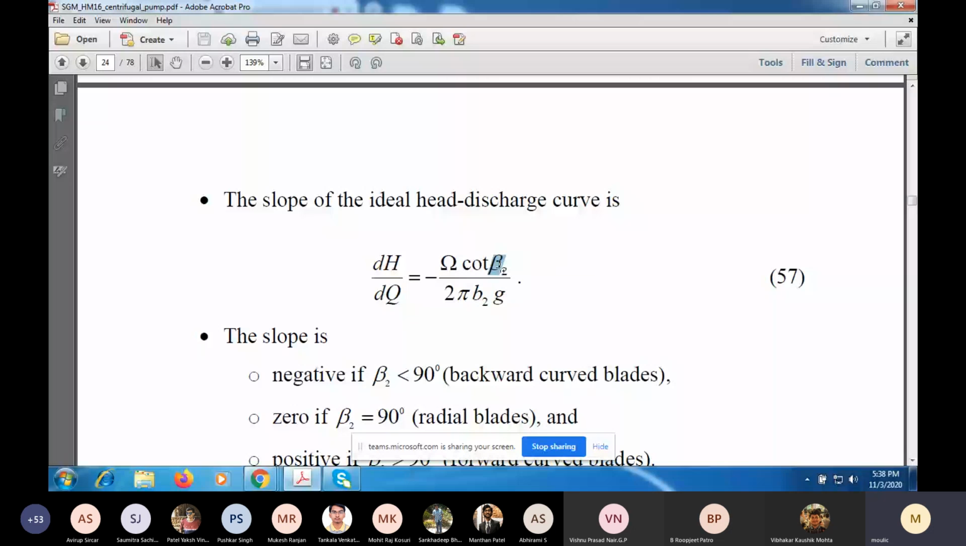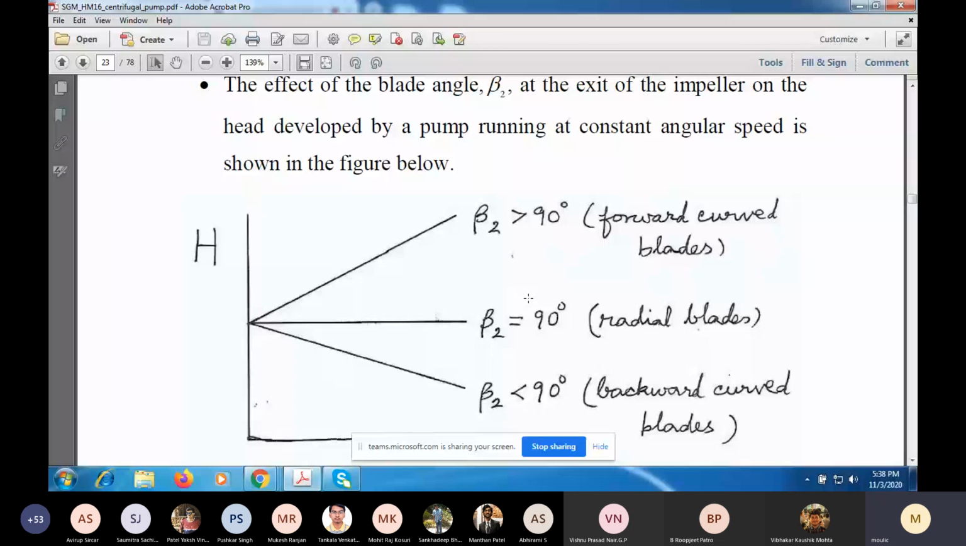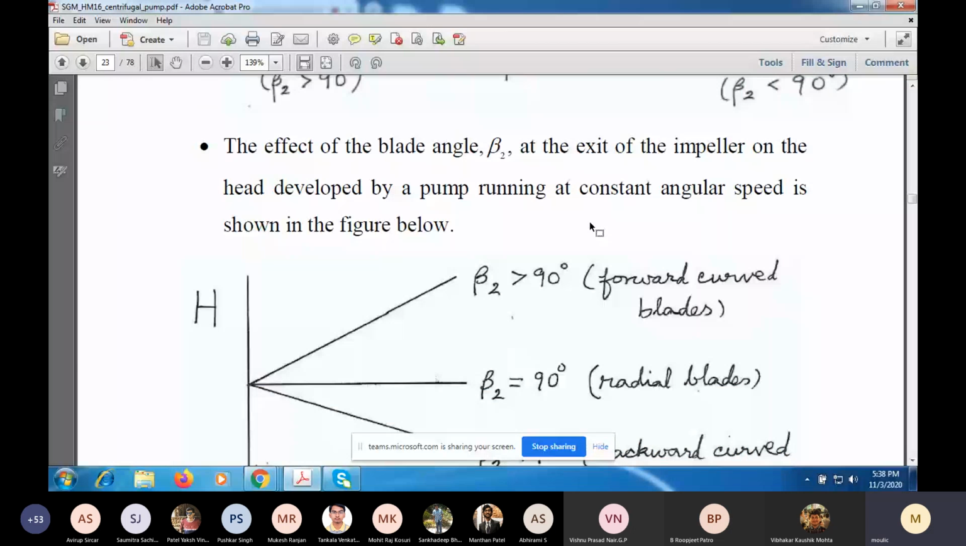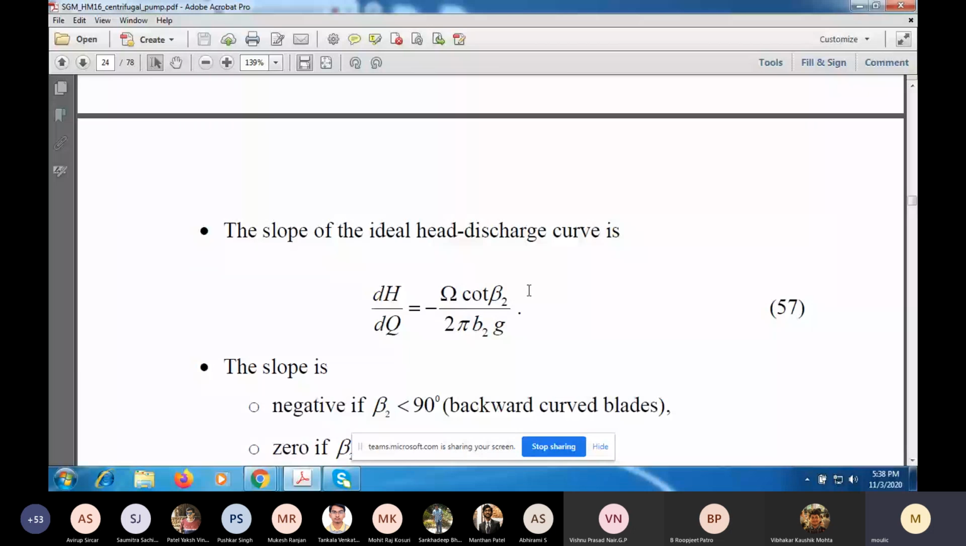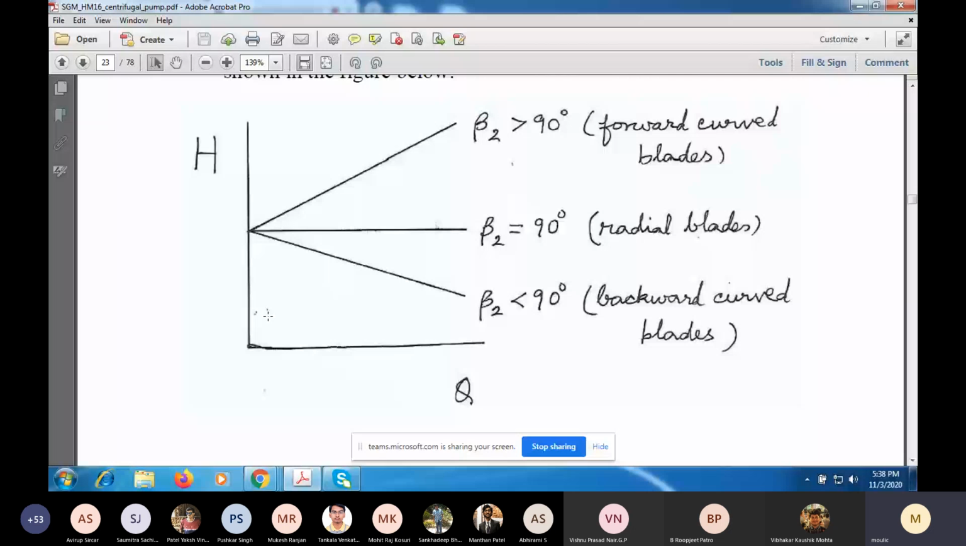But suppose beta 2 is 90. That is the middle case here, the radial blade. If beta 2 is 90, tan beta is infinity, tan 90 is infinity, and cot 90 is 0. So if I plot H versus Q with omega constant, you will get a horizontal line. The head will not change with Q.